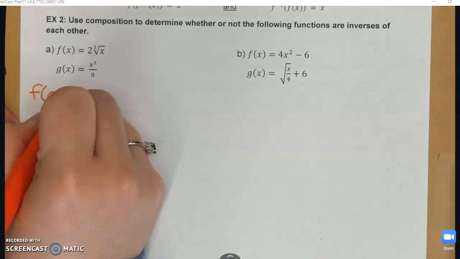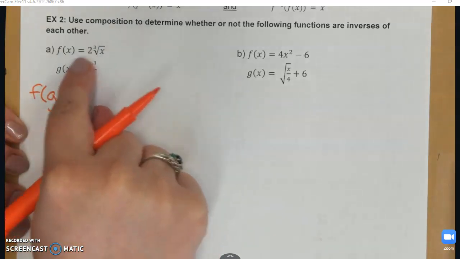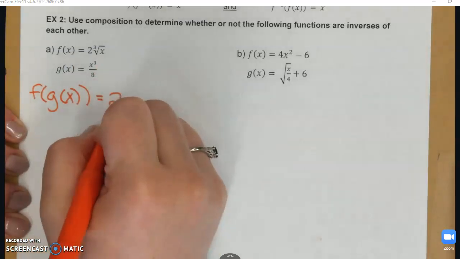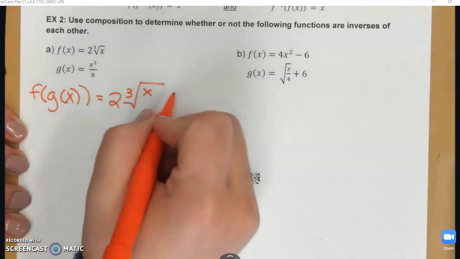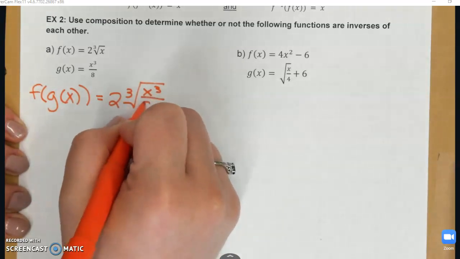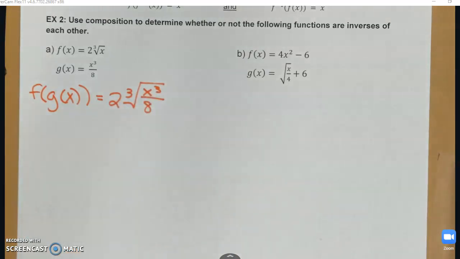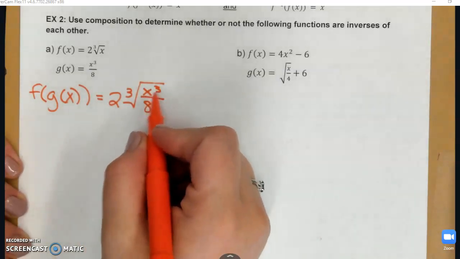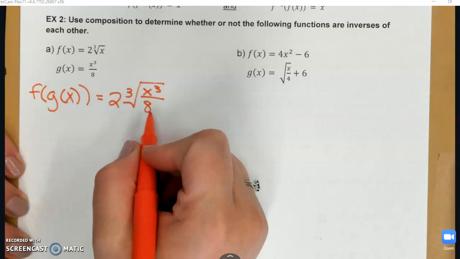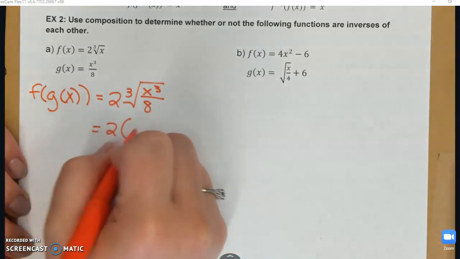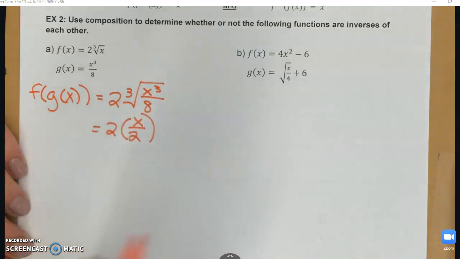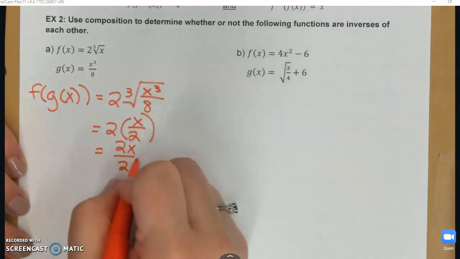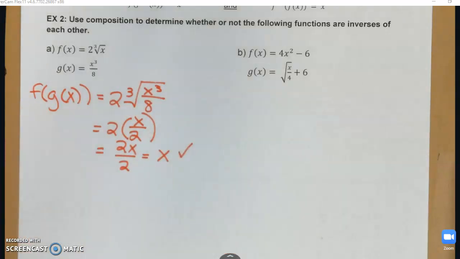Let's do f of g first, and so what that means is I'm going to take this entire function of g and substitute it for x inside of our f function. So that's going to be 2 times the cube root of x cubed over 8. Now I need to simplify. Well, x cubed over 8 is a perfect cube. The cube root of x to the third is x. The cube root of 8 is 2. So that's going to become x over 2. 2 times x over 2 is going to be 2x divided by 2, and that simplifies to x. So it worked the first way.